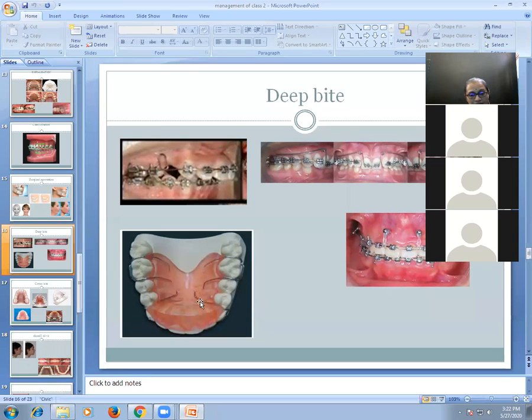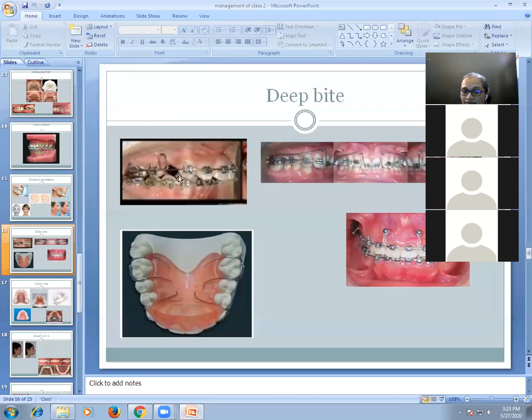Again, this is a homework: find out what is bite plate effect. This is most likely a viva question. What is bite plate effect? Right. So in removable appliance, you will use upper anterior bite plate.